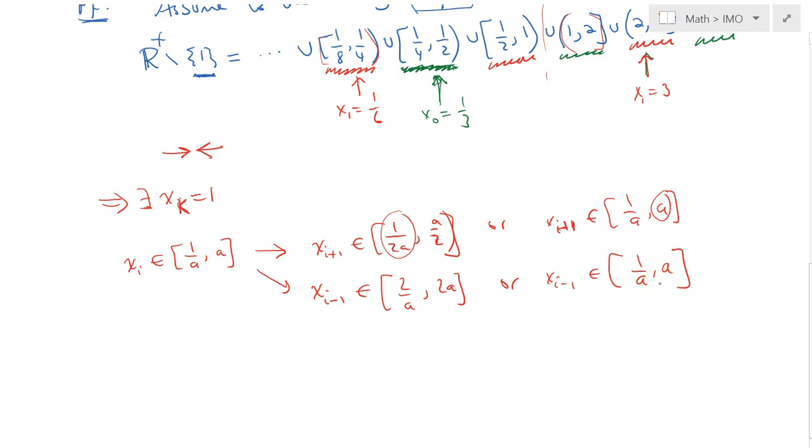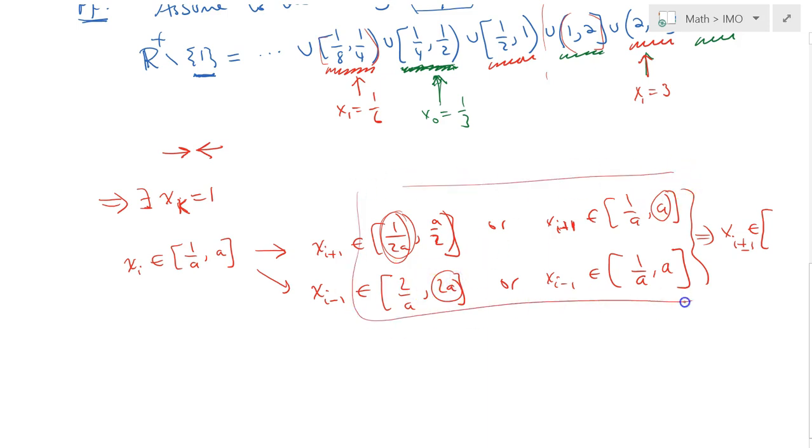So now what I'm trying to say is that when you compare these two, if we bundle them together, these two bundled together would imply that x sub i plus or minus 1 is always, for sure, between the least of these numbers, 1 over 2a, and the highest of these numbers, 2 over a, right? So among all these 4 intervals, so 1 over 2a up to 2a. So this is with a certainty.